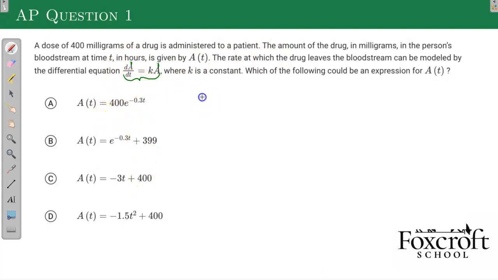Well, we know the solution to this is going to be a equals c e to the kt. And c is the starting value, which we started with 400. So it would have to be 400 e to the kt. All right, so which of these looks like that?